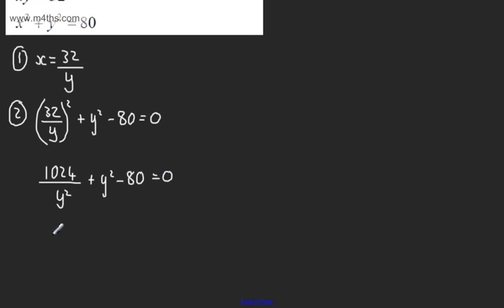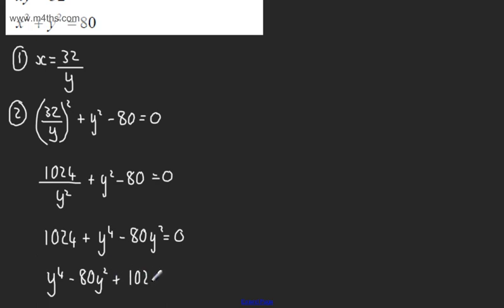I'm going to multiply the equation by y squared, so we have 1024 plus now y to the power of 4 minus 80y squared is equal to 0. I have a quartic equation, y to the 4th minus 80y squared plus 1024 is equal to 0.